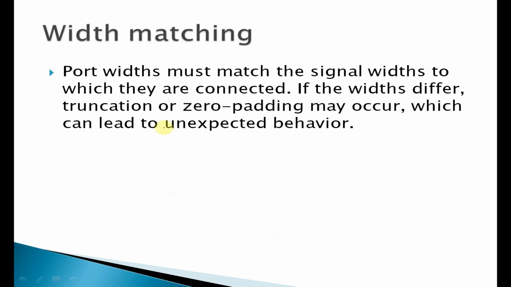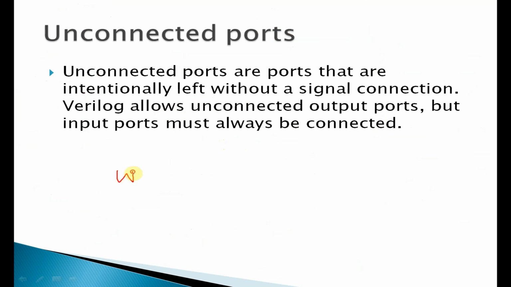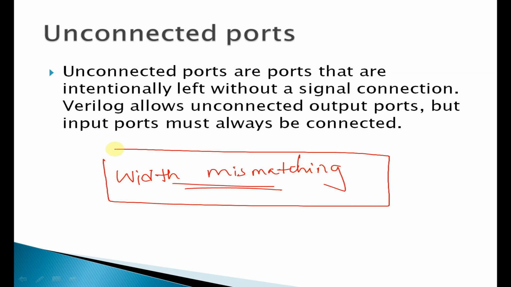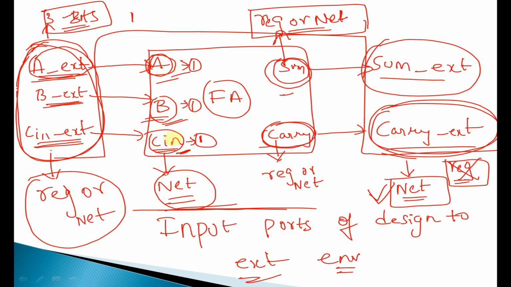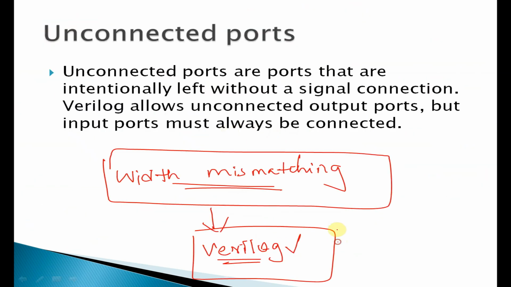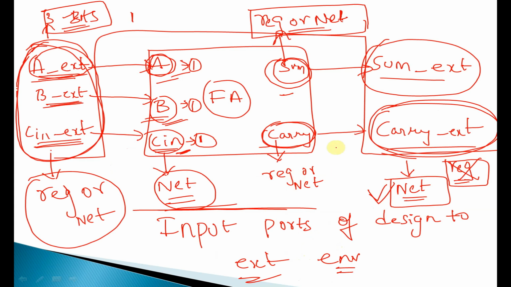Do remember, Verilog accepts width mismatching. I will write it here: width mismatching. This is accepted in Verilog, but it is not accepted in VHDL. That is, the external signal width and the internal port width can be mismatched with no problem in Verilog, but in VHDL you will get a compilation error saying width mismatch.